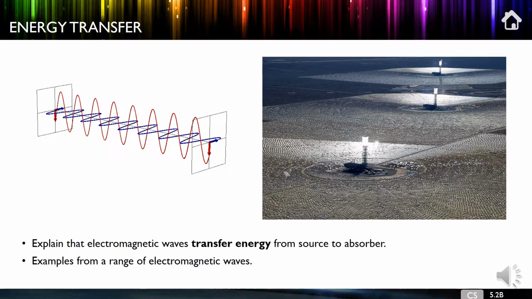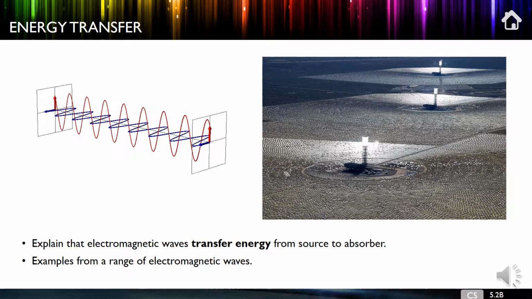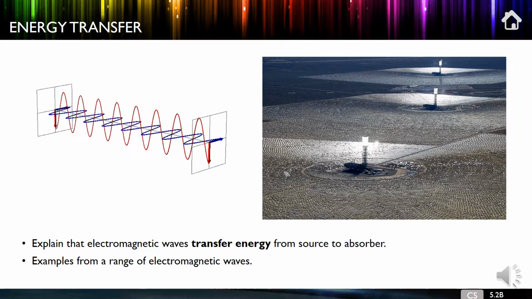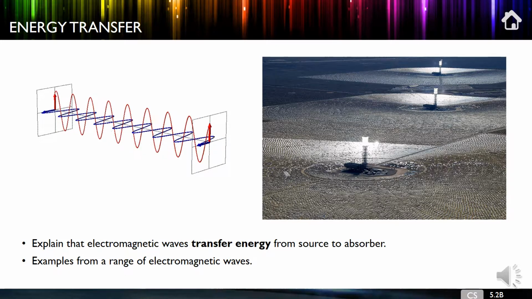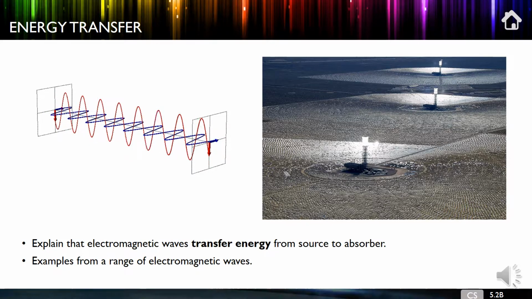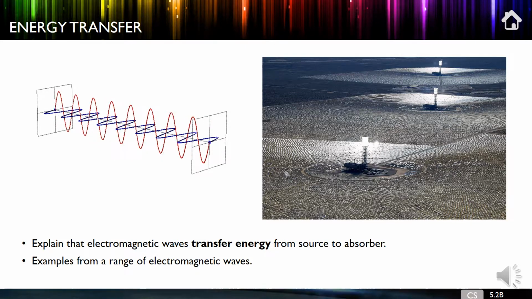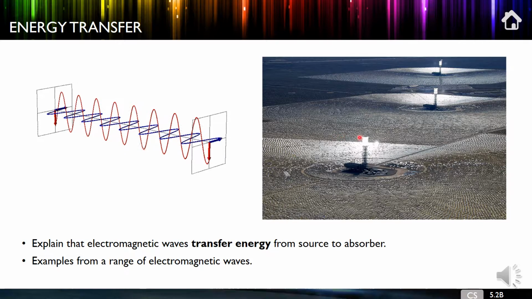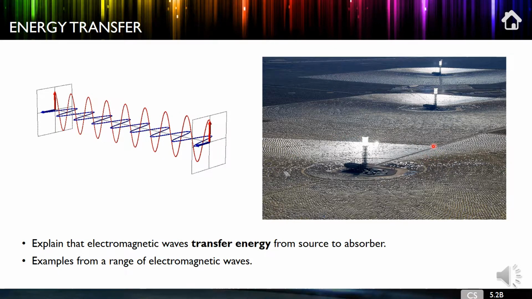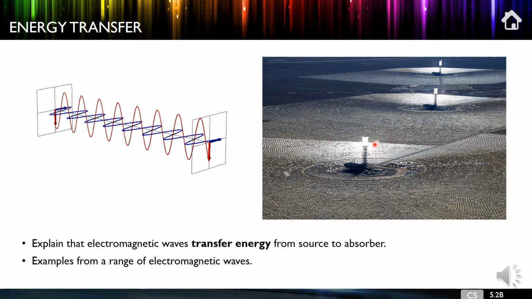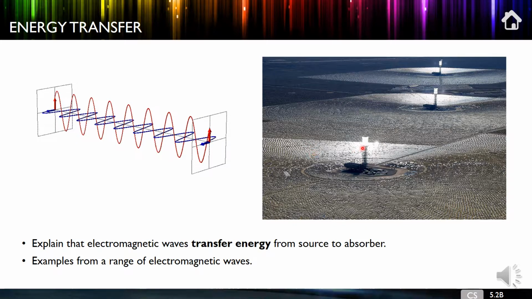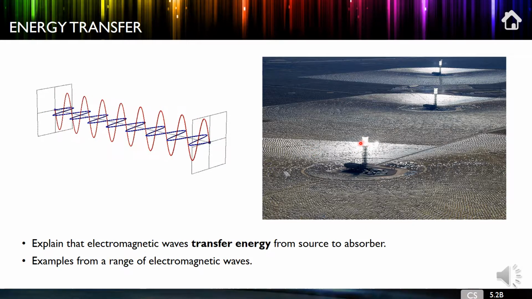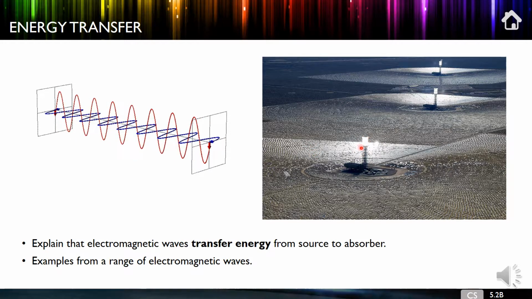So here we've got a representation of what they actually look like. They've got an electrical component and a magnetic component. They're at 90 degrees to each other, and they transfer energy. Sometimes they transfer information as well. In our example here, we've got a solar energy station. All these reflectors are sending the heat and the light back up to these towers here, and they're creating steam.